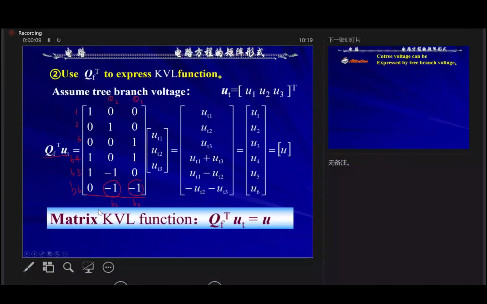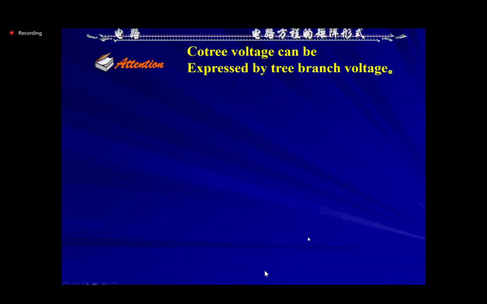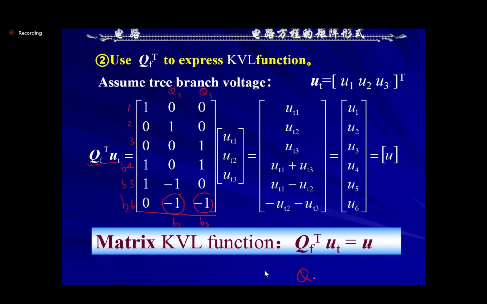So Q expresses KVL as QFT UT equals U. This U means every branch voltage. This UT means the tree branch voltage. And QF multiply I equals 0 is KCL. This is KVL.